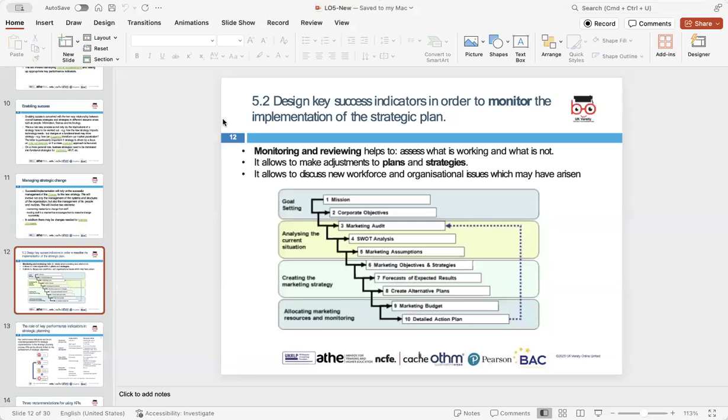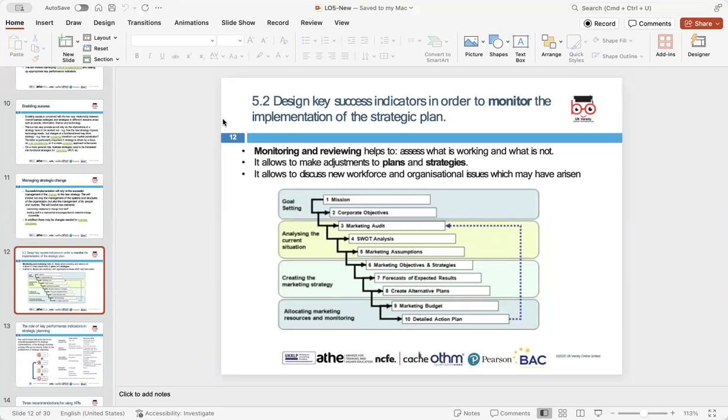Goal setting is a central part of monitoring, which involves several steps. First, the organization must define its mission and corporate objectives. This is followed by conducting a marketing audit to analyze the current situation. Tools such as SWOT analysis, we discussed in previous two lectures what SWOT is. So, SWOT: strengths, weaknesses, opportunities, and threats. This helps provide a clear understanding of internal and external factors.